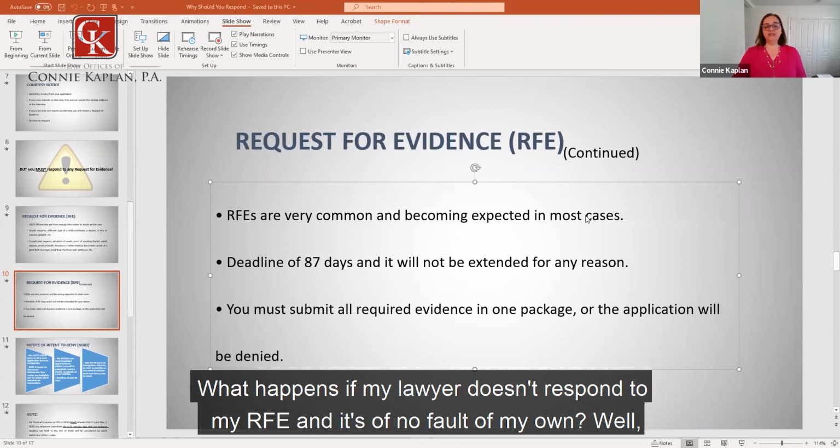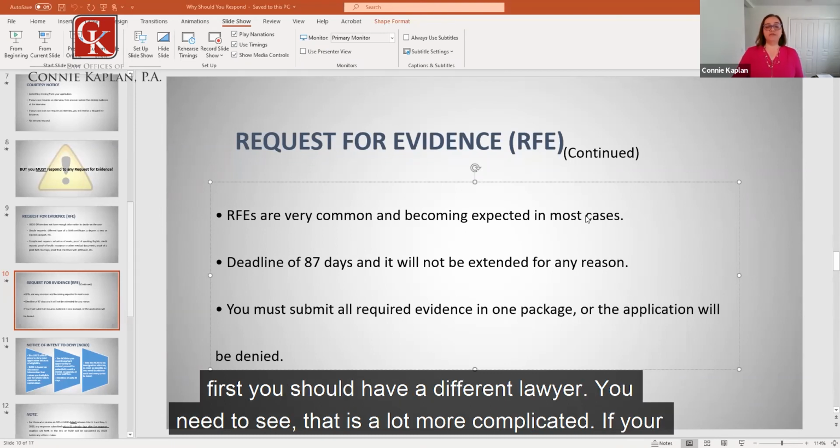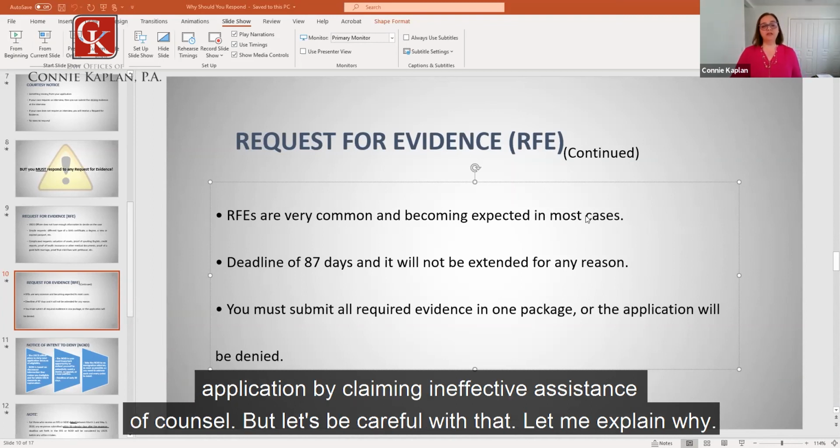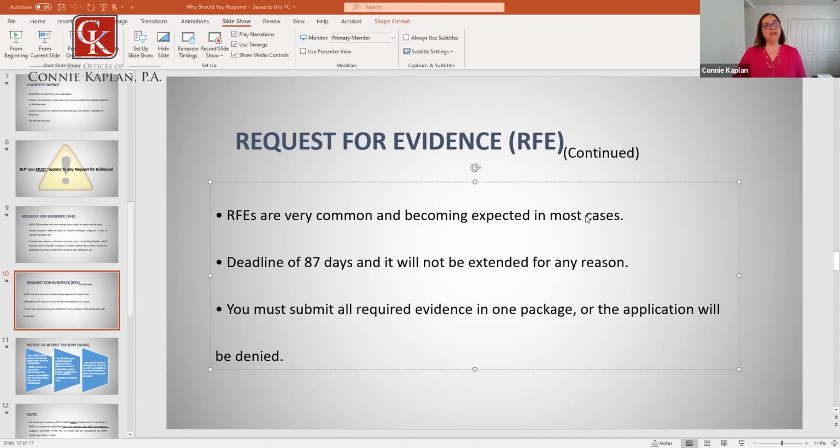What happens if my lawyer doesn't respond to my RFE and it's of no fault of my own? Well, first you should have a different lawyer. That is a lot more complicated. If your lawyer didn't respond, there is a way for a new attorney to maybe, perhaps, recover that application by claiming ineffective assistance of counsel. But let's be careful with that. Let me explain why.